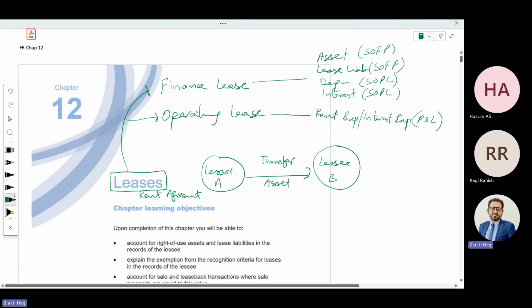Now, this standard has been changed. Now, the finance lease name is changed to long-term lease. The operating lease term is eliminated. This is called short-term lease.